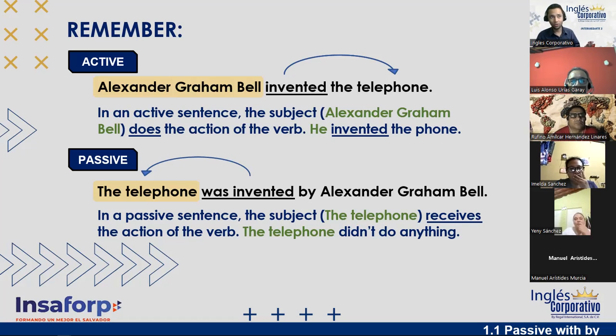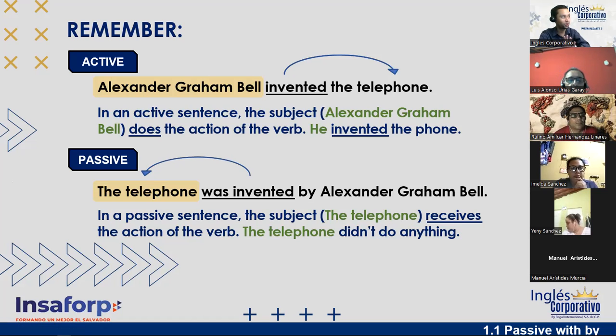El teléfono no hizo nada. Because it's not the agent. Exactly. The agent is Alexander Graham Bell. He did the action of the verb. Exactly. Very good. That's the idea. El teléfono no hizo nada. Al teléfono lo hicieron. Así que recibe la acción del verbo. Esa es la diferencia entre active y passive.